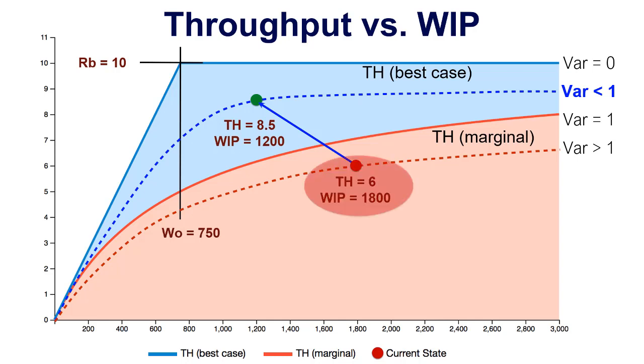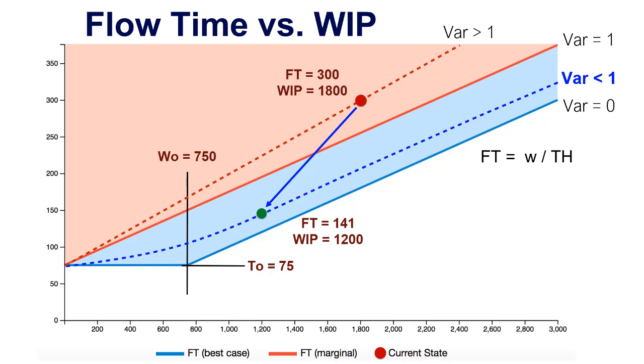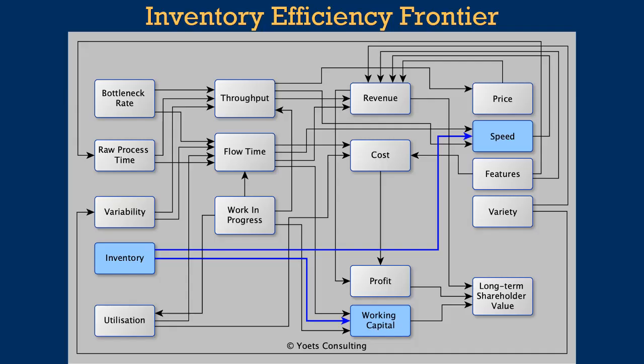You could be here. This is your as-is situation with a high work in progress and very low throughput, and it can be moved here by taking some actions, and we know what actions need to be taken and by how much, etc. Also, that means going into the lean zone. We also get another relationship of flow time versus work in progress, and both of them constitute the operating curves.